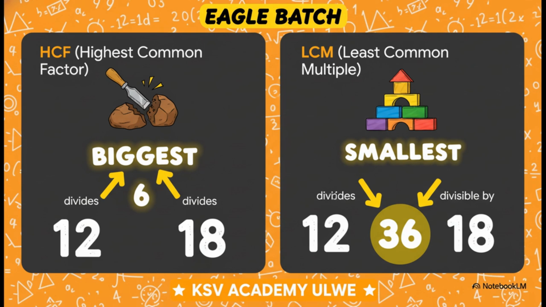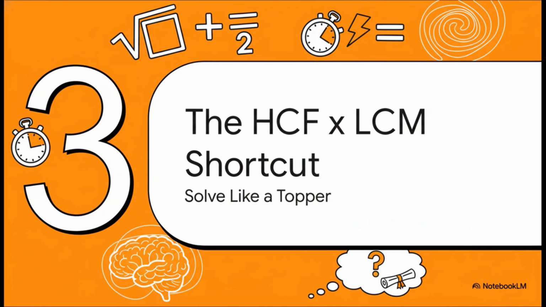HCF, the highest common factor, is the biggest possible number that can divide into both of your numbers without leaving a remainder. Now, LCM, the least common multiple, is the total opposite. It's the smallest number that both of your numbers can divide into perfectly. See the difference? One divides them, the other is divisible by them. Getting that straight is everything. And getting that concept right isn't just for looking smart. It unlocks some amazing shortcuts that let you solve problems way, way faster.